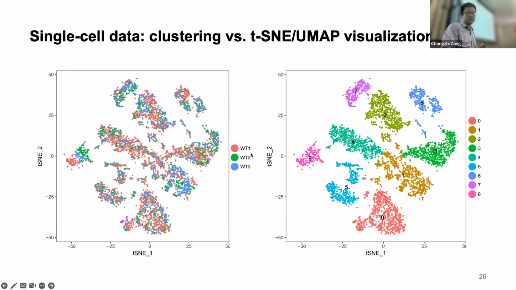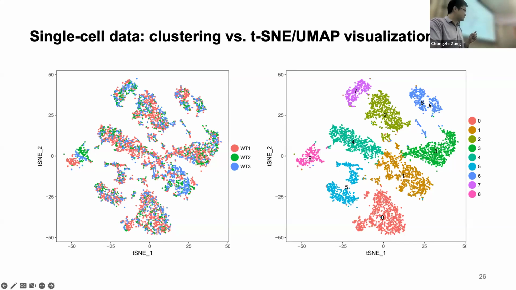One label is based on the sample. They have three replicates. In most cases, the three replicates are evenly distributed in different places. That means these three samples may not contain very heavy batch effects, or they do not show very big differences across different replicates. On the right hand side, I colored the cells based on their clustering pattern.